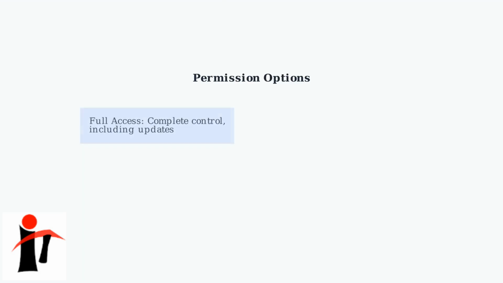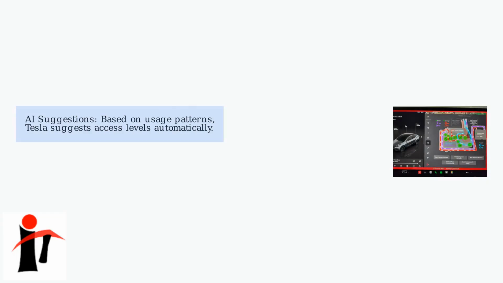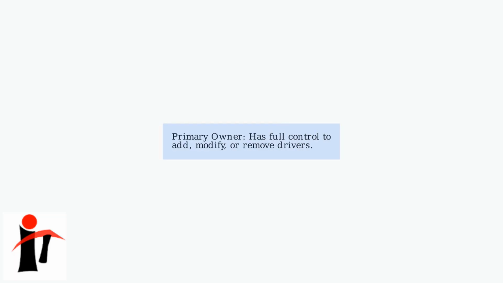The main permission levels include full access, where the driver can control everything including software updates, driving only, which allows driving but no system changes, and valet mode, which restricts features like trunk access and is perfect for services. As of 2025, Tesla's AI analyzes usage patterns to suggest appropriate access levels automatically, making setup faster and more personalized for different drivers. The primary owner maintains full control over all user management with the ability to add, modify, or remove any driver at any time through the Tesla app.